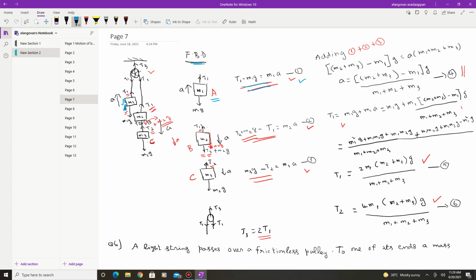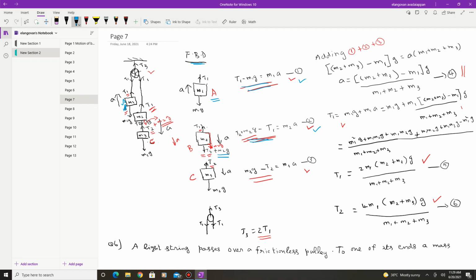M2g is due to gravity; there is a force acting downwards, which we call m2g. Therefore, the net downward force is equal to T2 plus m2g. Now, T2 plus m2g must be larger than T1, only then will the body move downwards. So T2 plus m2g minus T1 is equal to m2a. So this is equation 2.